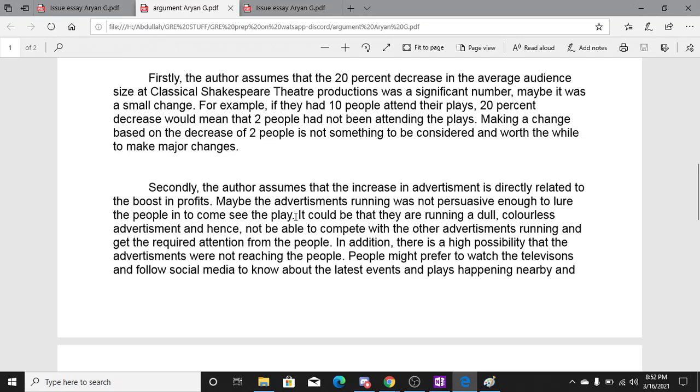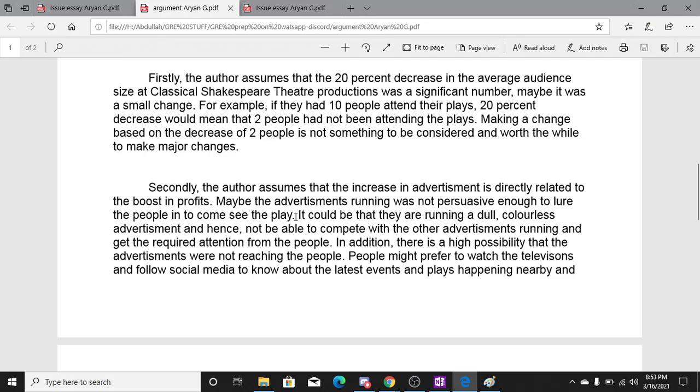Now the question that needs our attention over here is, what specific evidence is making the audience say that boosting the advertisement is going to guarantee increase in the profits and increase in the people. This question needs our attention, needs to be answered. Something to this effect.